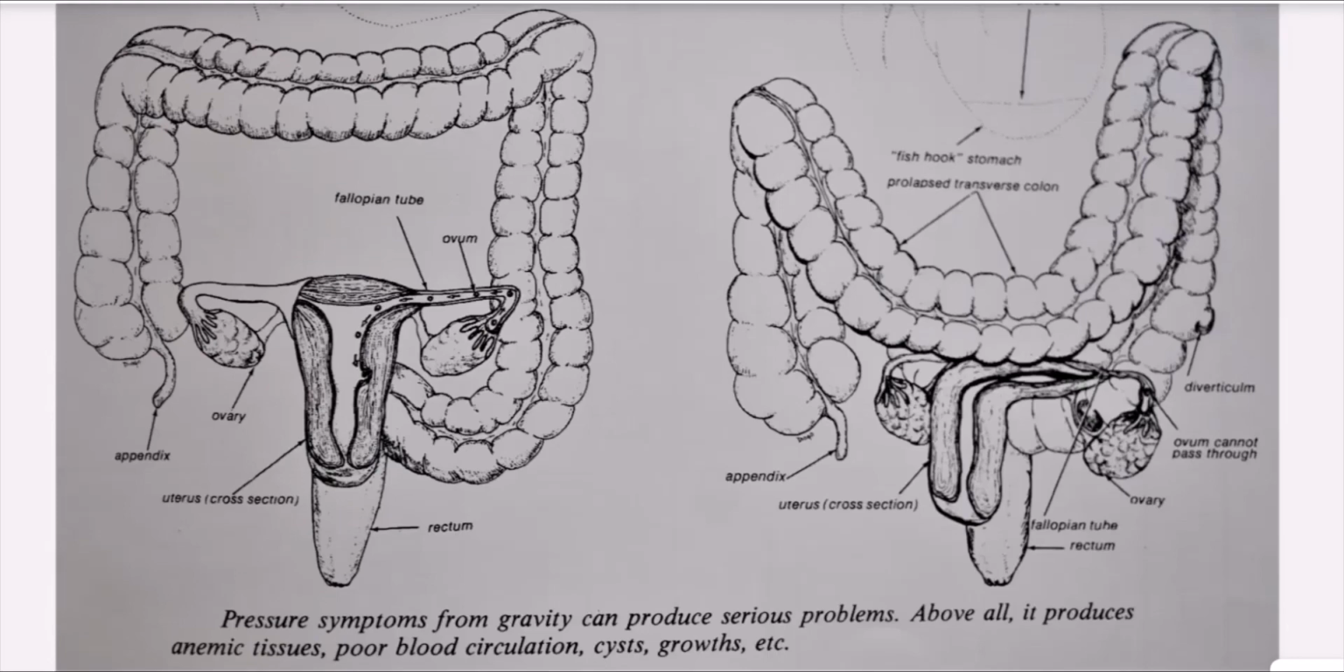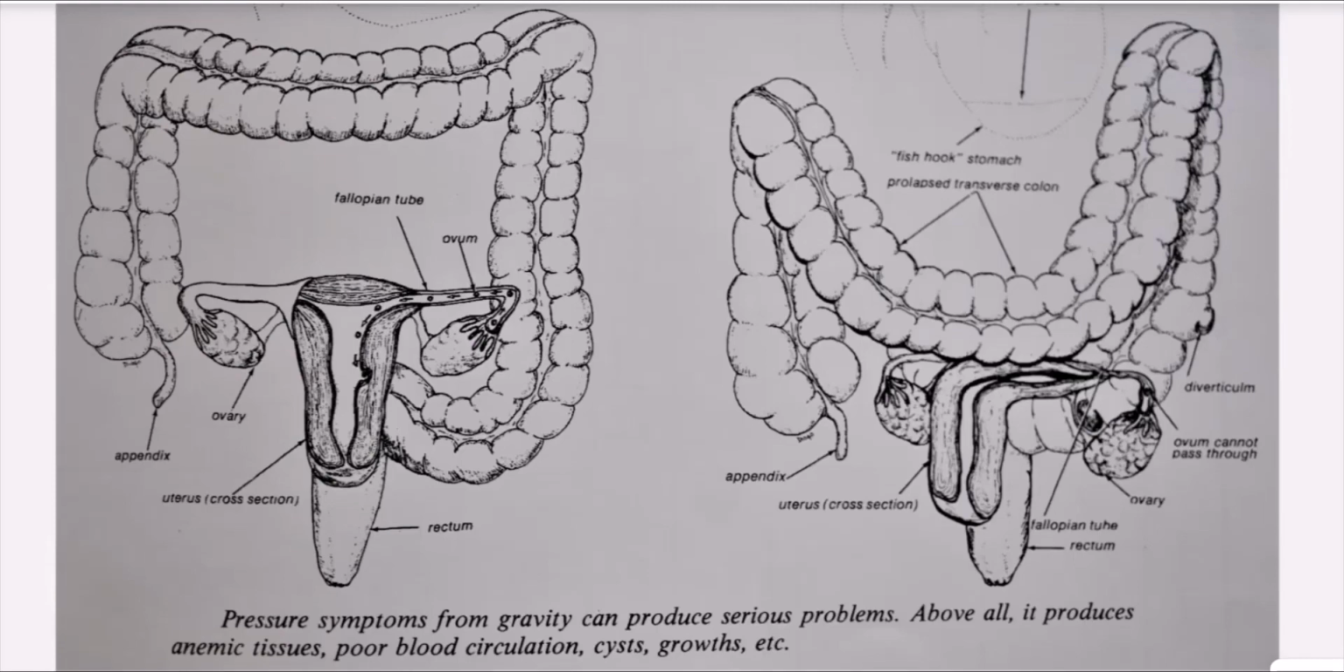The ovary looks stressed, and he has here that the ovum cannot pass through the fallopian tube, so you can see the effects of having a prolapsed transverse colon. He also says that pressure symptoms from gravity can produce serious problems, including anemic tissues, poor blood circulation, cysts, growths, etc.